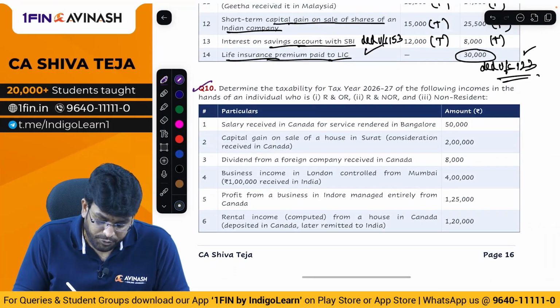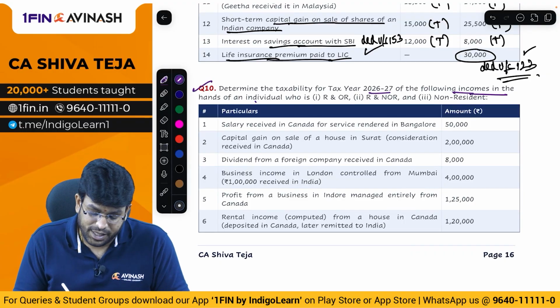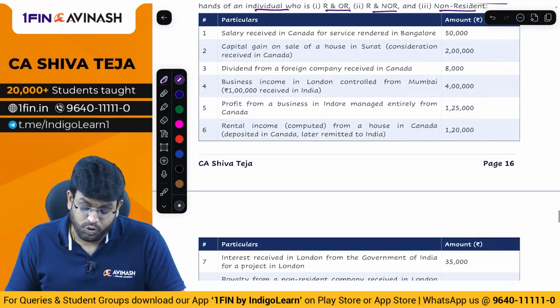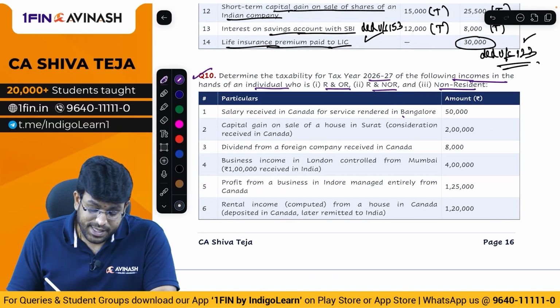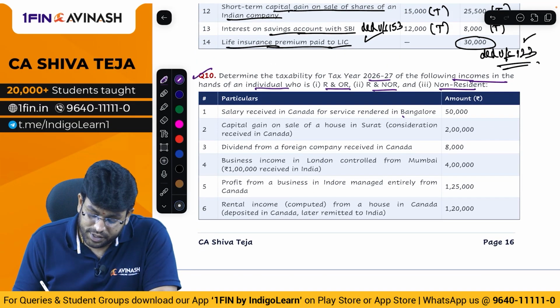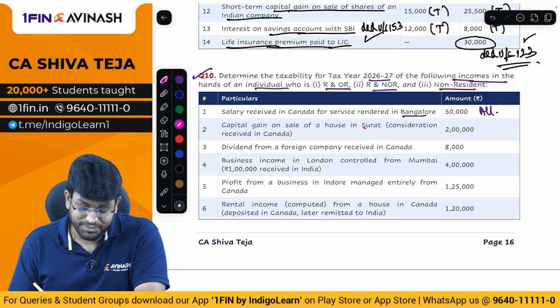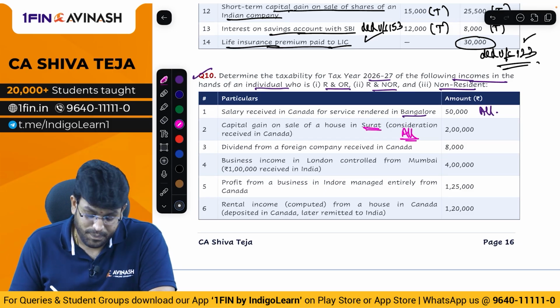Determine the taxability for tax year 26-27 for the following incomes in the hands of an individual who is ROR, RNOR, NR. So basically we are trying to talk about taxability for ROR, RNOR, NR. First point: salary received in Canada for service rendered in Bangalore. What will happen? It will be taxable for all. Capital gain on sale of house in Surat. House in Surat, so definitely taxable for all.